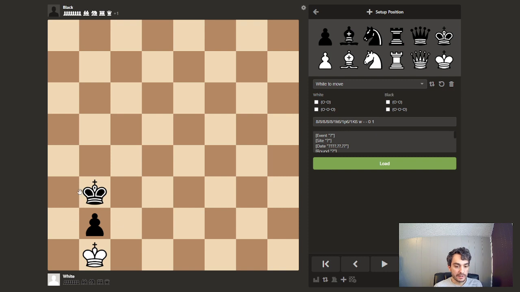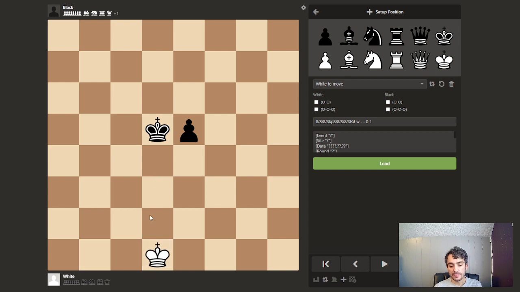Alright, so exercise number 2. There's this thing called distant opposition. Distant opposition is just like opposition, except, so normal opposition, like let's say it was like this, and let's say it's white's move here, black would have the opposition, right? Because white has to give way, one way, and the black king can get in the other way.